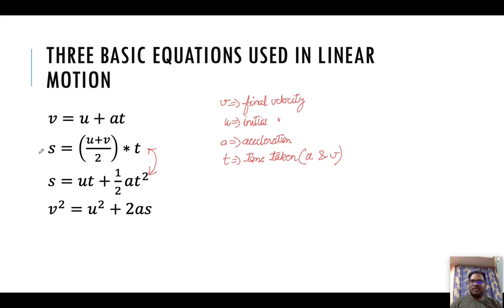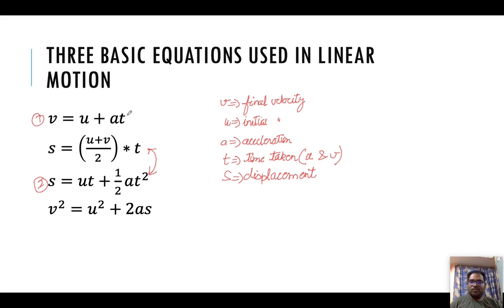Consider this as equation 1. Another equation that is very important is this one. S is equal to ut plus half at square, right? Obviously here S corresponds to your displacement, right? And u is your initial velocity, t is the time taken, and half, obviously it is a constant, and a corresponds to acceleration, t again reappears.